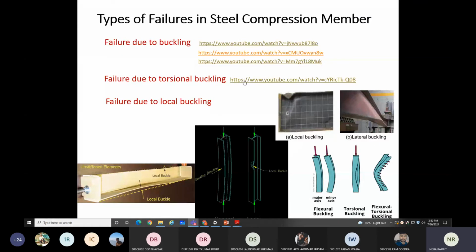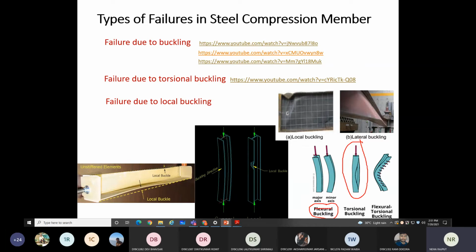So here in this last video, you can easily see the buckling is taking place with respect to twisting. Here this is the twisting and buckling together. Your member twists also and bends also, buckles also, right? This is called the simple buckling, flexural buckling, or lateral buckling.